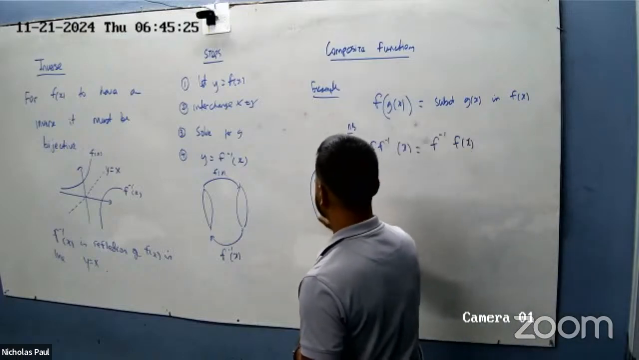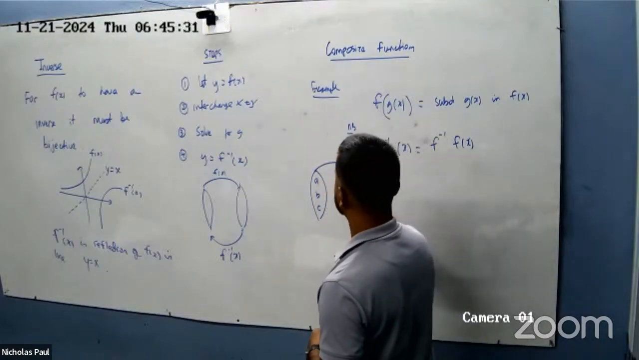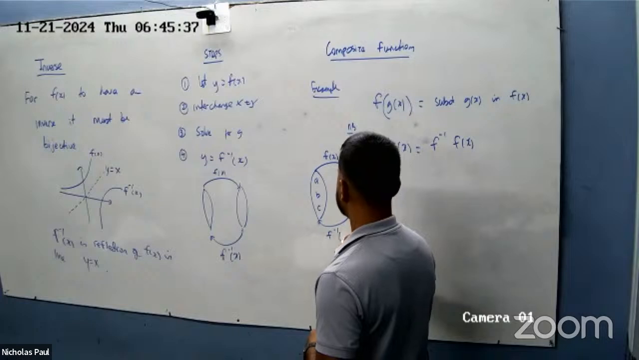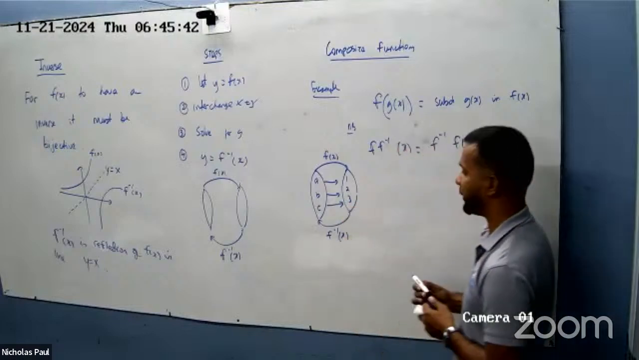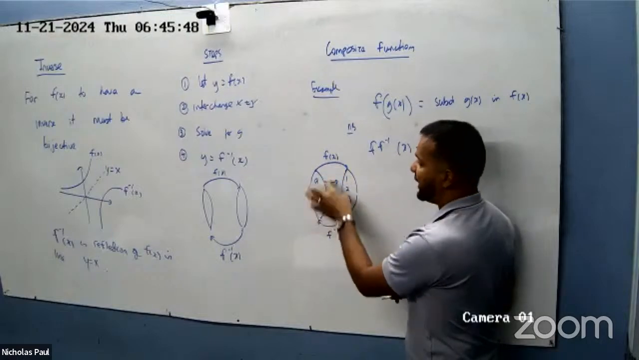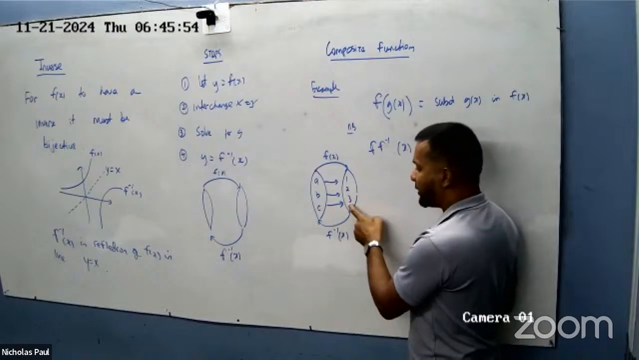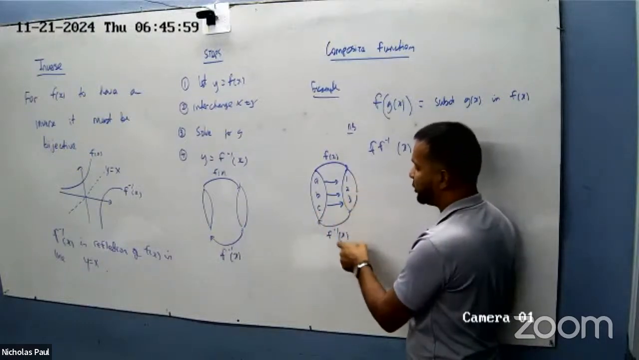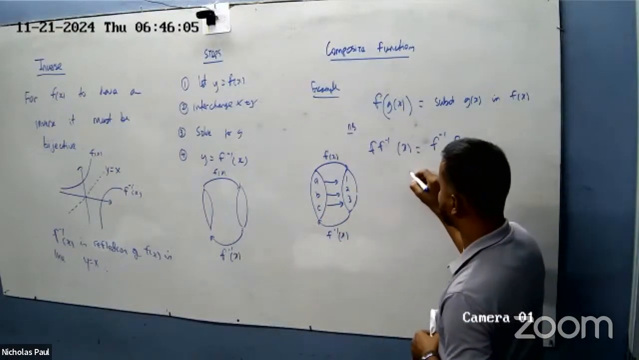All right, let me break it up. Take A, B, C, and let's take 1, 2, 3. This function is f of x, and here is f inverse x. So if I map 1 to A, 2 to B, 3 to C, then if I put A in f inverse x, I get 1. If I put B, I get 2. If I put C, I get 3. But if I put 3 in f of x, what will I get? C. If I put 2 in f of x, what will I get? B, right? So here's my question.